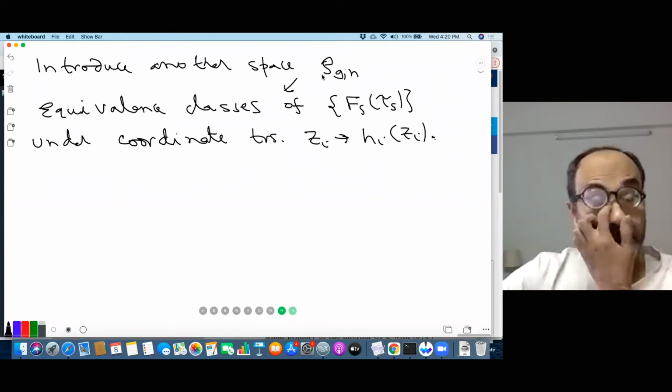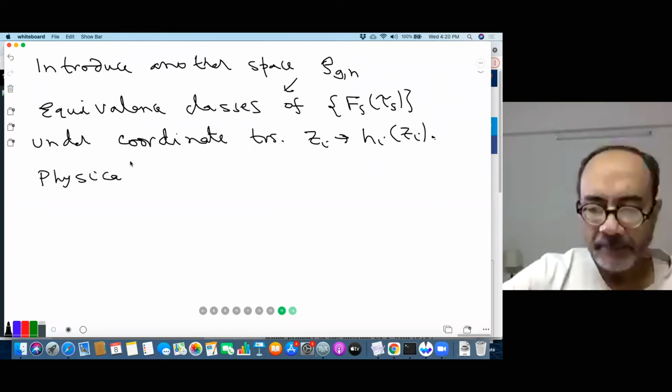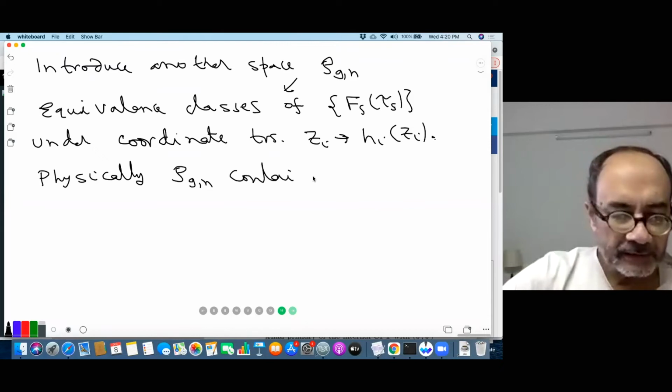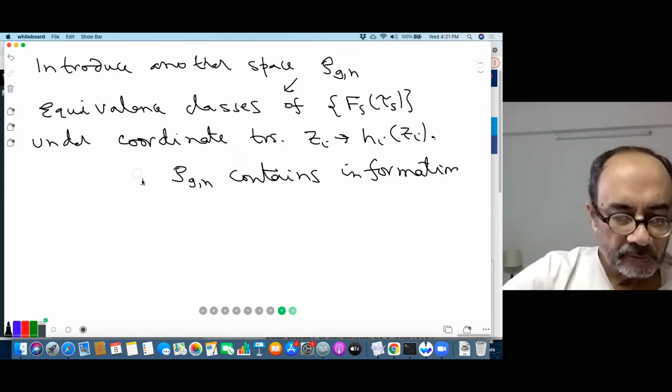So what does PGN contain? Physically, PGN contains information. I made a mistake, I have to correct this. There is something I have to add here.